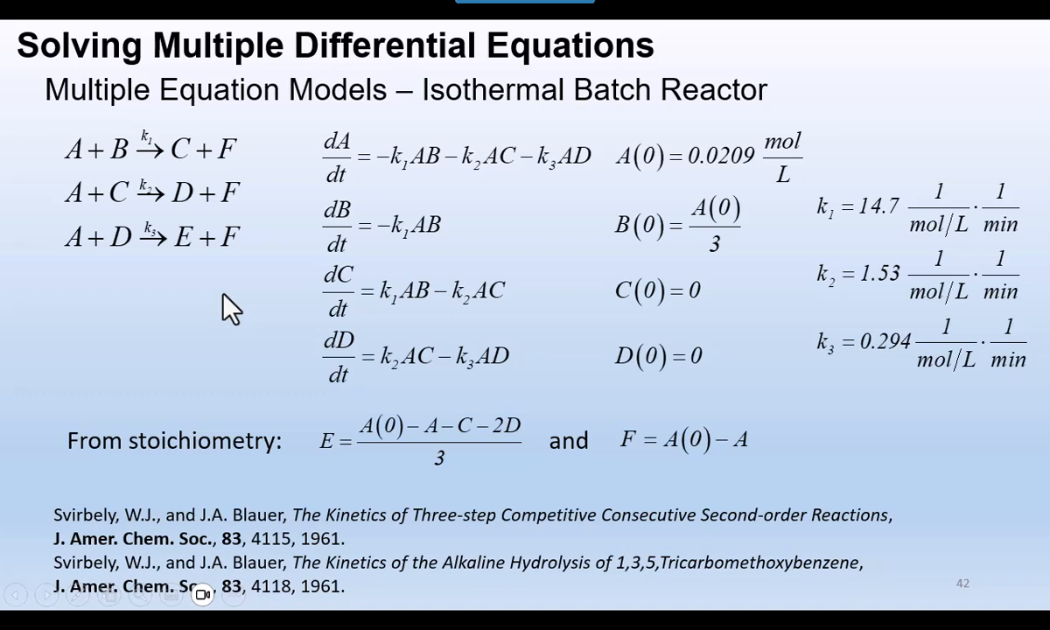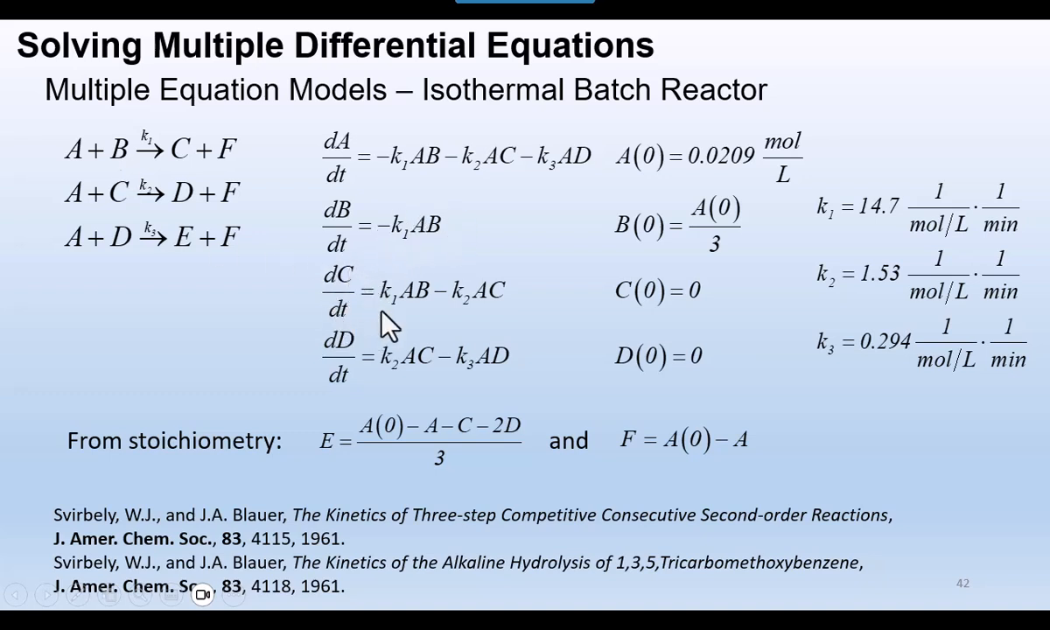So what we want to do is develop a set of equations for the disappearance or appearance of each one of these components. And the disappearance of A is somewhat similar to what we had before with the first reaction, but now we've got the second reaction and the third reaction, and we have the same initial concentration and the same value for K1, but now we have values for K2 and K3, and these are taken from the literature. And then the disappearance of B is just the first reaction.